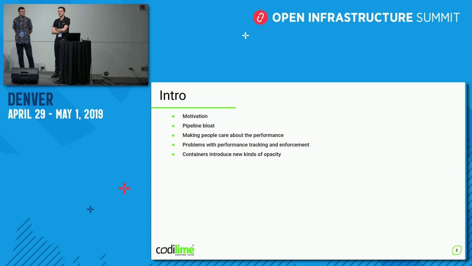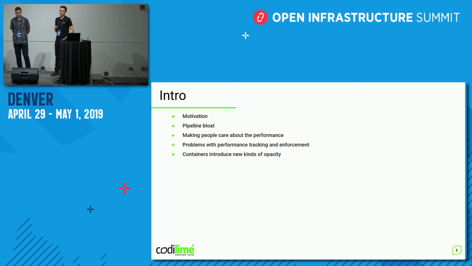Since we are at a conference that emphasizes openness and collaboration, this is also going to be a talk about many people collaborating on the same project and agreeing on what's important for them. We will focus on caring about performance and how to make people care about pipeline build times that are shared between all the developers. And we'll face some problems with performance tracking and enforcing performance.